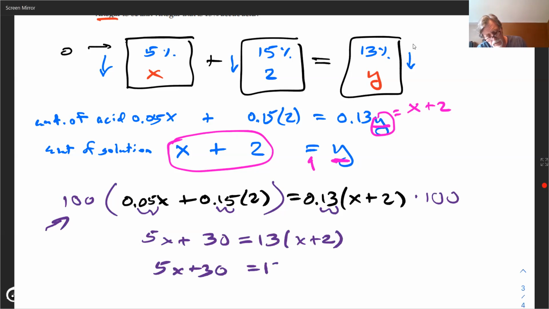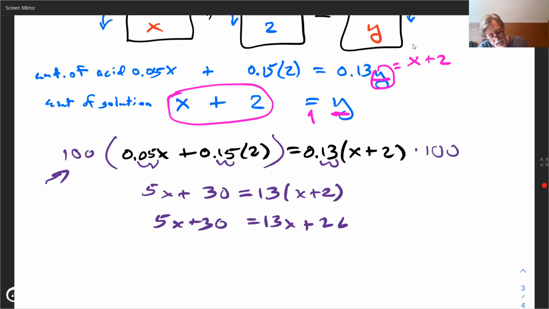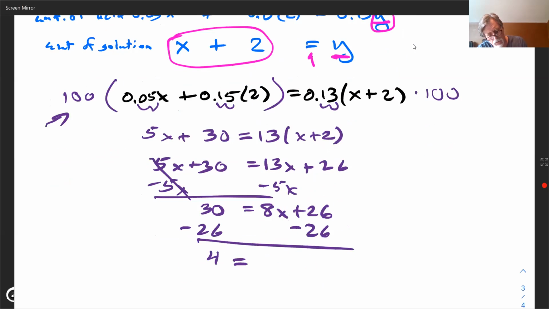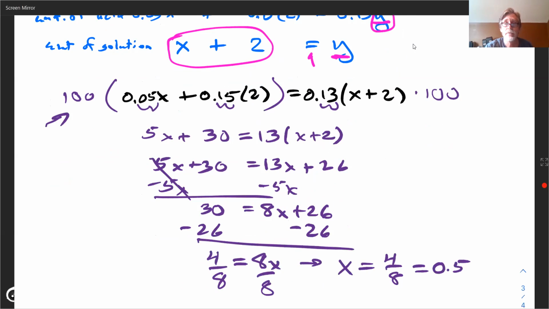Let's see, 13x plus 26. Now, how do you want to solve for x? All right, me too. Subtract the 5x over here, and you've got, he's gone, 30 is equal to what? 8x plus 26. Subtract the 26 to the other side. All right, we got 4 is equal to 8x. Oh, look at that. Now, don't get too much in a hurry. Don't be too hasty. Remember, you divide by the 8 to get it over. So x is 4 divided by 8. Use your calculator, maybe 0.5. 0.5 or 1/2.